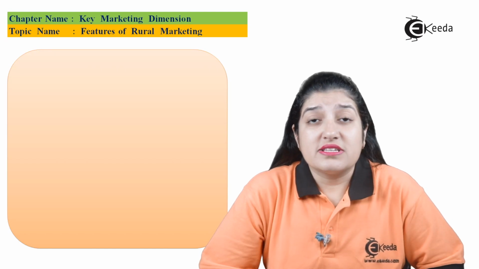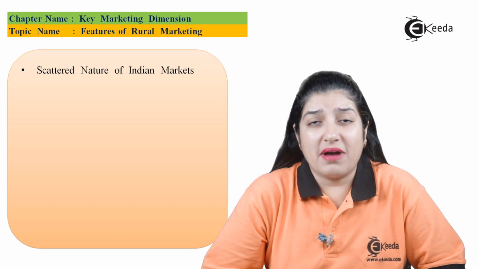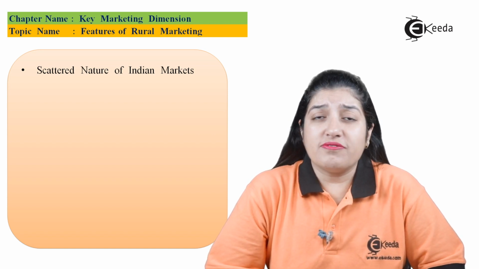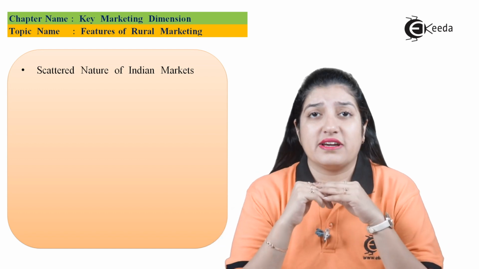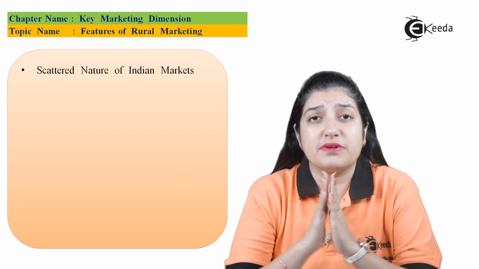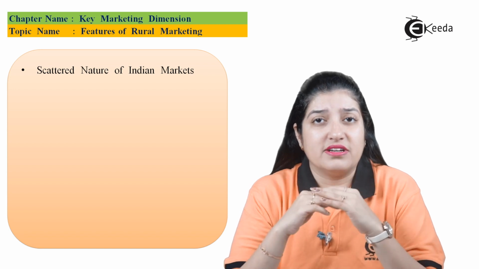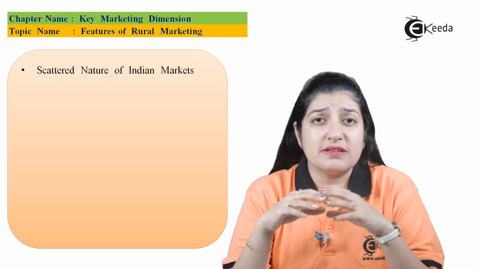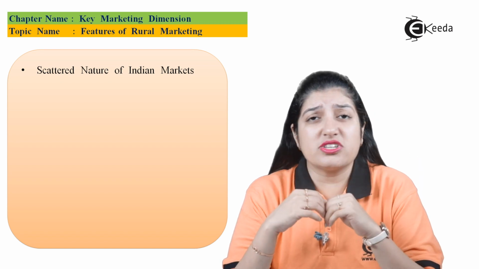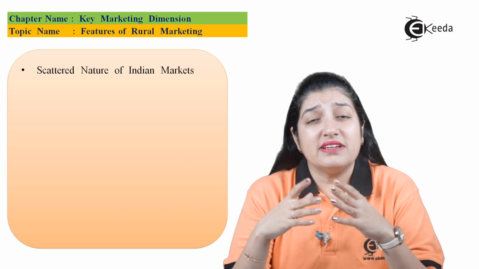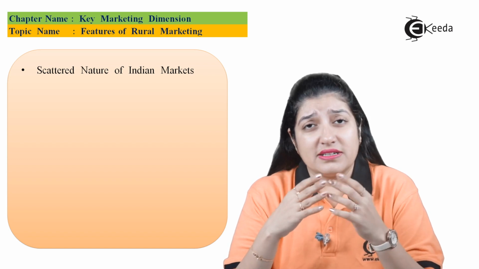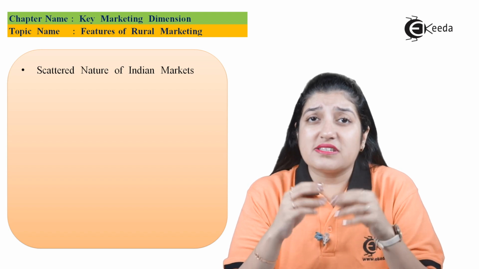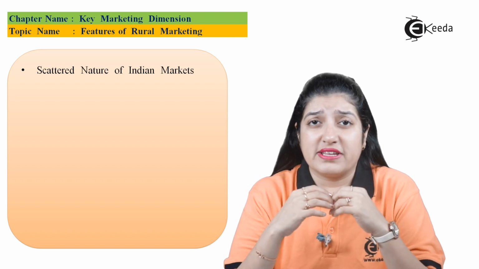First feature is the scattered nature of the rural market. You know guys, even today 70% of the Indian population is in rural areas, but this 70% is highly scattered. For example, if we are traveling through a train, we may see certain parts which are not that developed, and even there people stay in huts, they work on farms and so on. These parts are also considered rural areas.